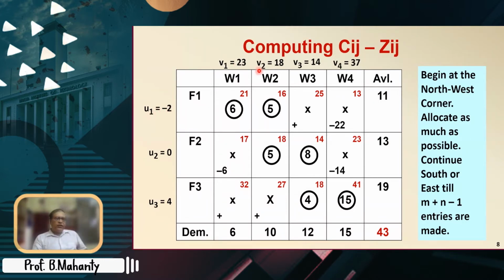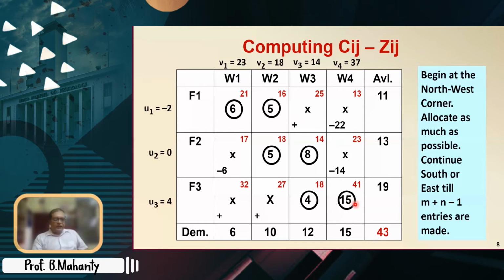Currently also the total is 21. So all these things are to be checked. As a cross check: minus 2 and 23, 21; minus 2 and 18, 16; 0 and 18, 18; 0 and 14, 14; 4 and 14, 18; and 4 and 37, 41. So this cross check is also very important.